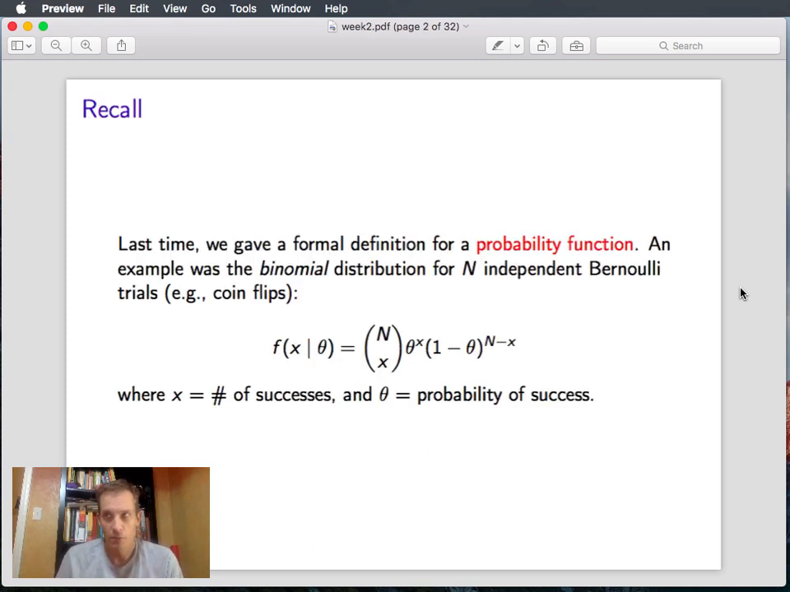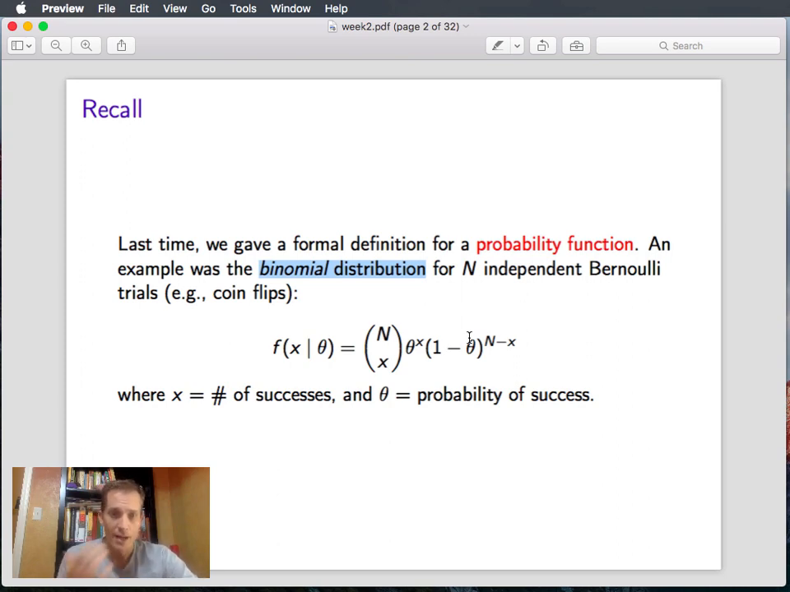Now, to understand what maximum likelihood estimation is, we need to go back to what we talked about in week 1, which was the concept of a probability function. If you remember from that week 1 lecture, we talked about the definition of a probability function, and we gave a few examples. One that we spent some time working on was the binomial distribution, or the binomial probability function. You can go back and look at your lecture notes to see this as well.